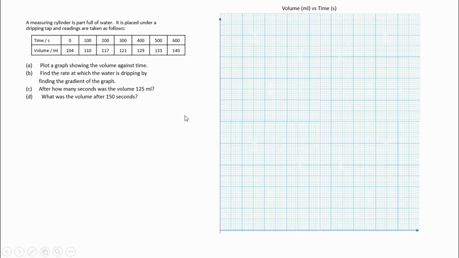The labeling of the axes with quantity and unit. If the title says volume against time, volume must go on the y-axis, time must go on the x-axis. If it said time against volume, then time would go on the y and volume on the x. Okay, so the quantity that is named first goes on the y-axis, the quantity that is named second goes on the x-axis. And each axis must be labeled with both the quantity and unit.